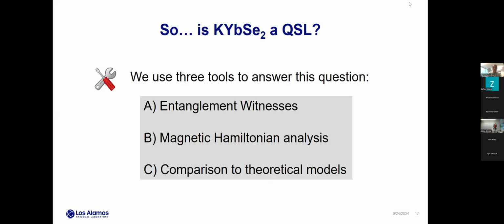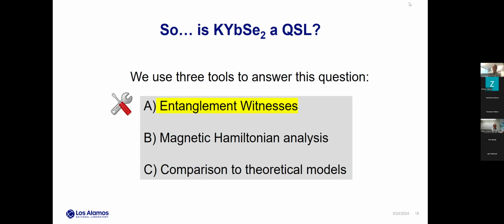So next slide. And so this is not an easy thing to do. And so we tried to approach it from 3 different angles using 3 different tools in our toolbox to analyze this. And none of them individually gives us a knockdown answer, but together they help us to have a clear enough picture that we can have some degree of confidence in answering the question, is potassium ytterbium selenium-2 a spin liquid? So the first tool is entanglement witnesses.